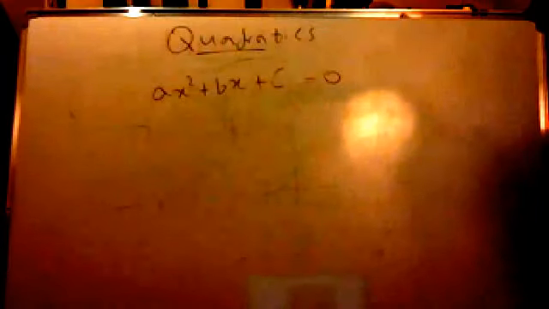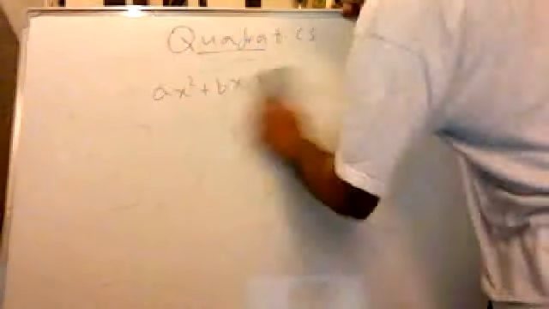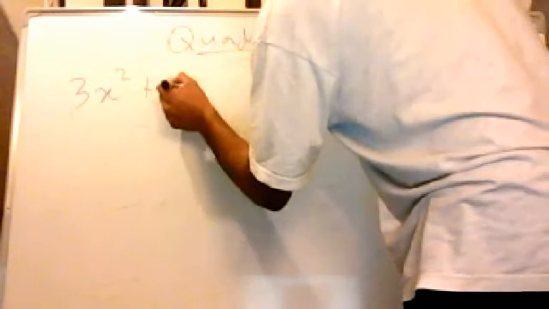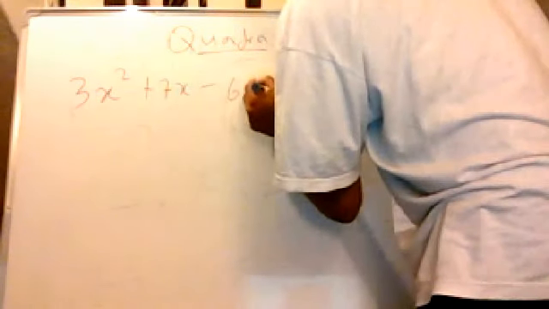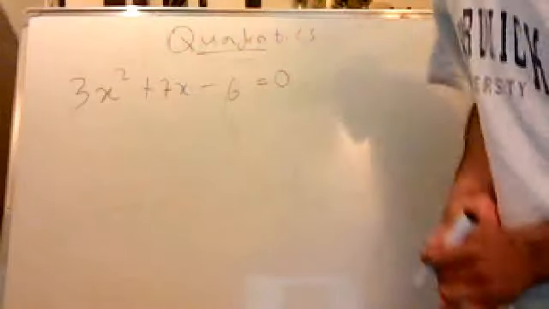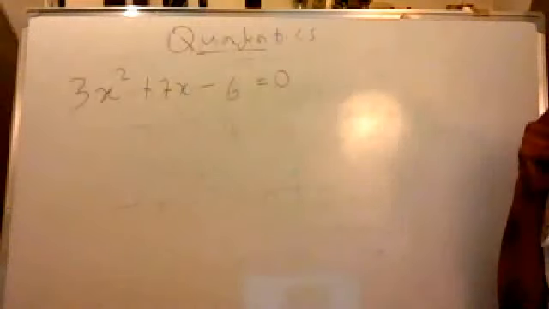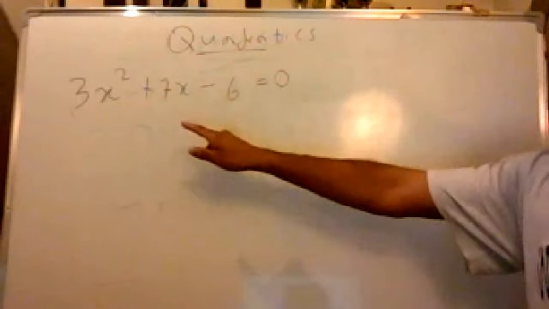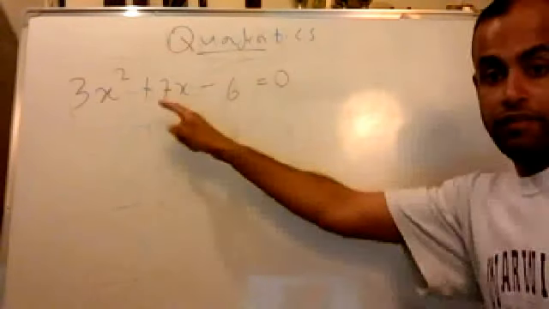Okay, so let me start with a question. Let's say we have 3x squared plus 7x minus 6 equal to 0. Now that's an interesting quadratic equation. The first thing you need to see before we start solving it is whether this one factorizes.